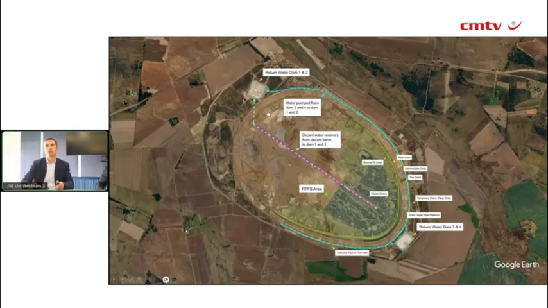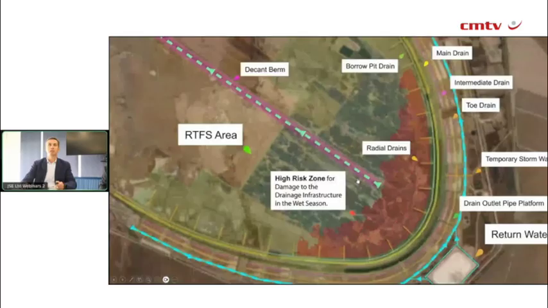So all of the water from this facility eventually ends up in dam 1 and 2, and then it's pumped back from dam 1 and 2 to the reclamation stations, where we utilize all of the water in a closed water circuit. Rain is probably the biggest impact that we've got on the construction of the facility.